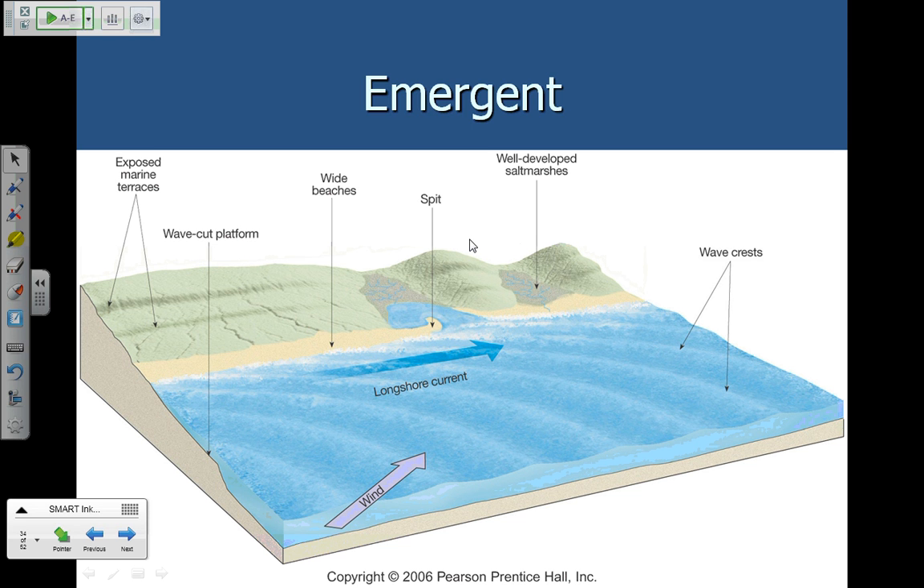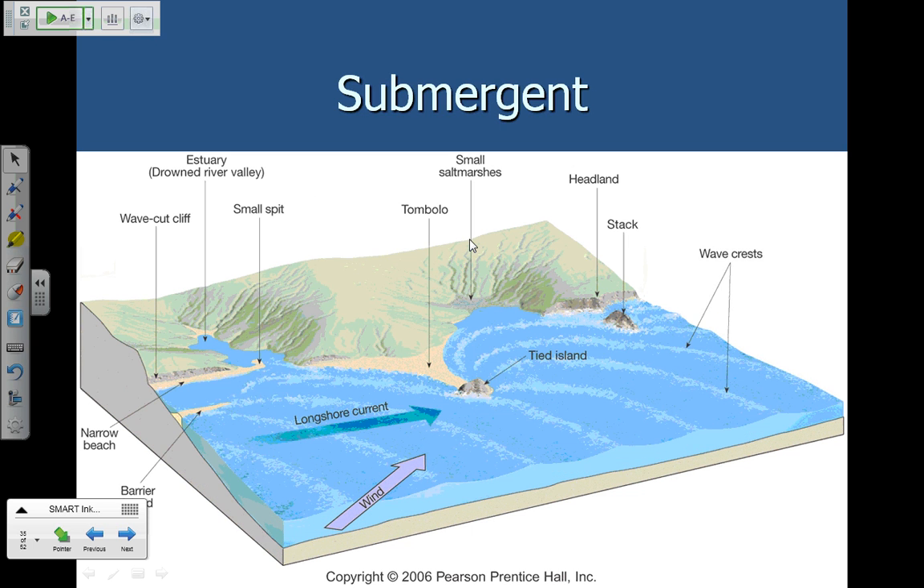The sea level is dropping, okay? We call it emergent because it looks like the land is coming out of the ocean. So, emergent, see these here, exposed marine terraces. You raise the land up, you expose that wave cut platform, and it's going to be a marine terrace. Let's see what else. Submergent, we can have tide islands and sea stacks.